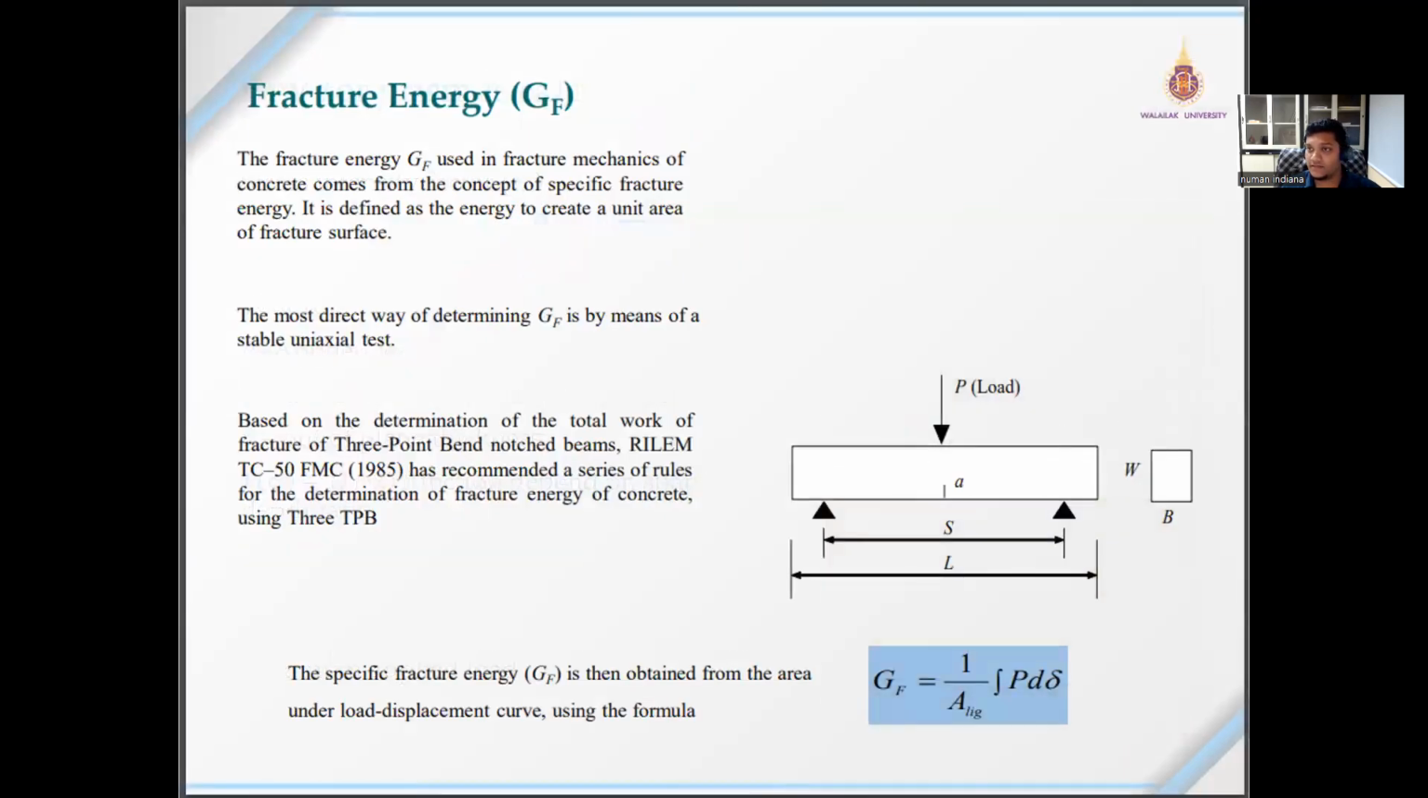The fracture energy. The fracture energy is the energy required to develop the fracture, or the energy required to create the unit area of the fracture surface. So it is denoted by GF, and this is the formula. GF is equal to 1 upon ligament area, integration of load and the deflection with the depth. So this is the formula for fracture energy.